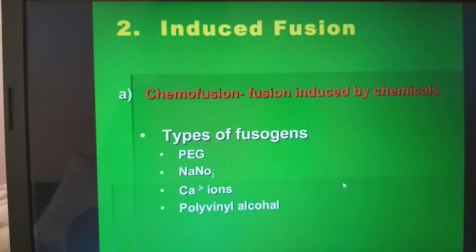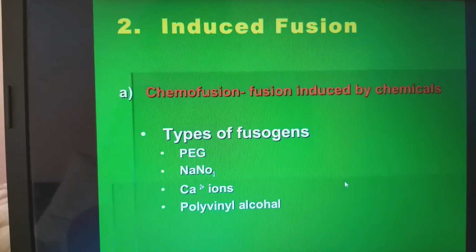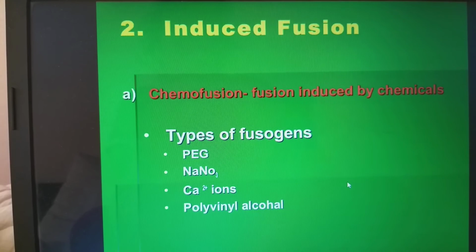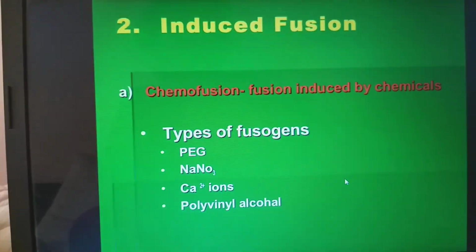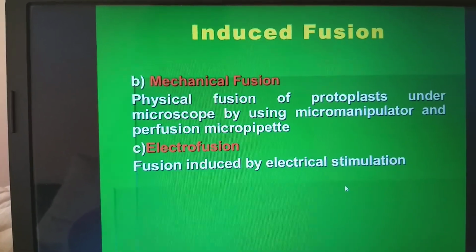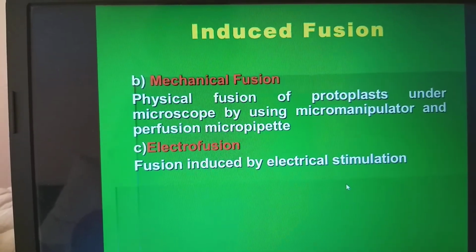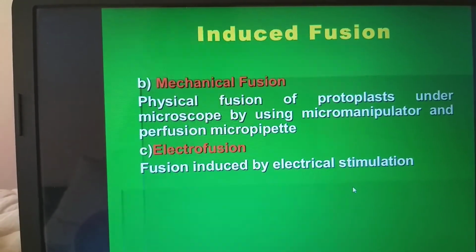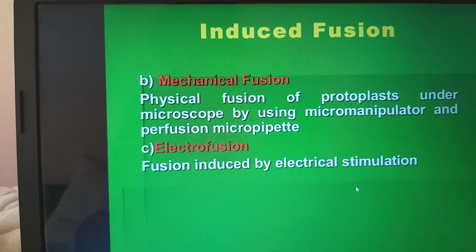Induced fusion. Chemofusion is fusion induced by chemicals. The types of fusogens are PEG, NaNO3, calcium ions, and polyvinyl alcohol. So we are inducing fusion with the help of chemicals. Mechanical fusion is physical fusion of protoplasts under the microscope using a micromanipulator and perfusion micropipette. Electrofusion is fusion induced by electrical stimulation.